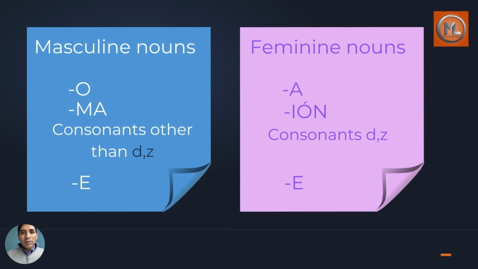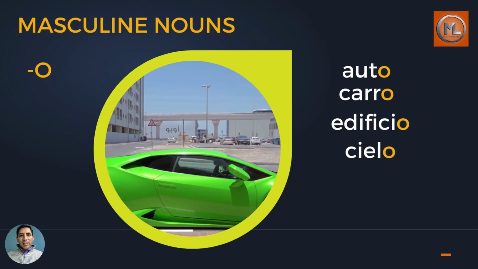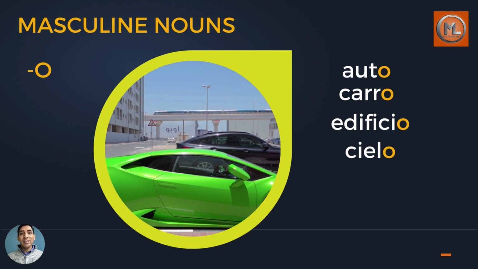In general, feminine nouns are going to end in A, ION, the consonants D and Z, and also in E. So we will discuss some examples. So let's start with the rules for masculine nouns, words that end in O. Generally, when you see a noun that ends in an O, it's masculine. That is like a big rule.